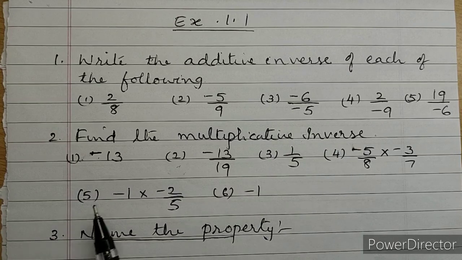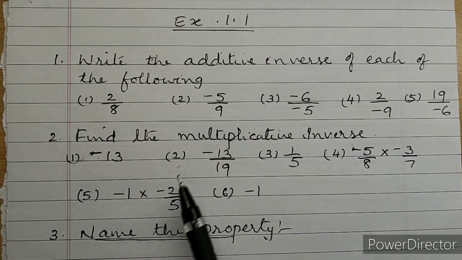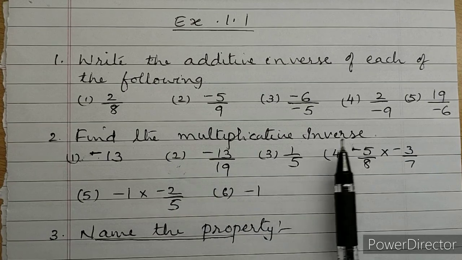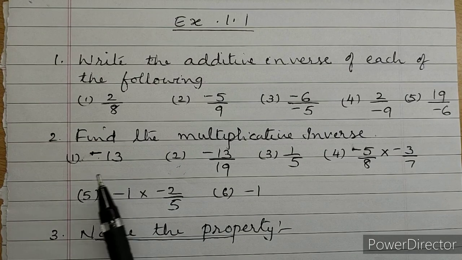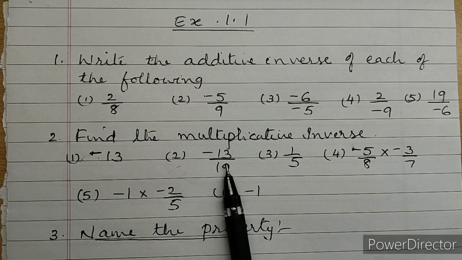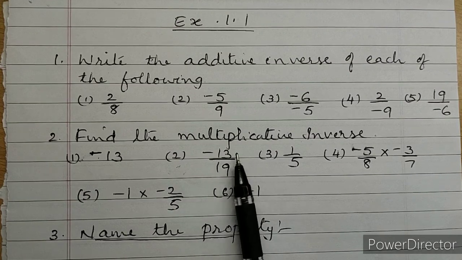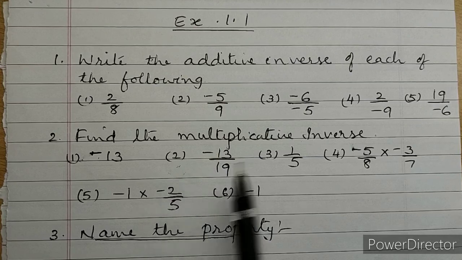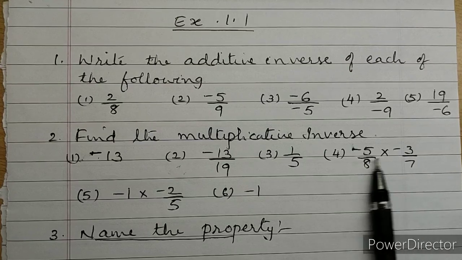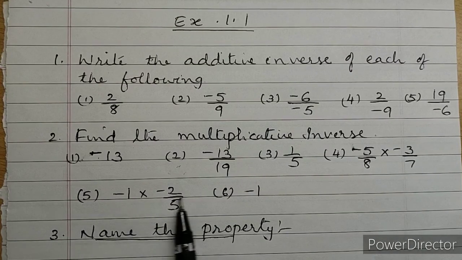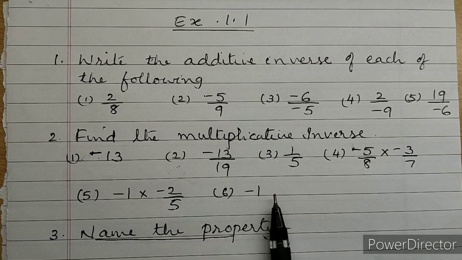Find the multiplicative inverse. Multiplicative inverse means you have to take the reciprocal. The sign will not change, but the number will change to its reciprocal. Minus 13 means minus 1 by 13. Minus 13 by 19 means minus 19 by 13. The negative sign you have to put. 1 by 5 means it is 5 by 1, or you can write 5. This you multiply and take the multiplicative inverse. This also, multiply and take the multiplicative inverse. Minus 1's multiplicative inverse is the same. I have already told you that for 1 and minus 1, the multiplicative inverses are the same.